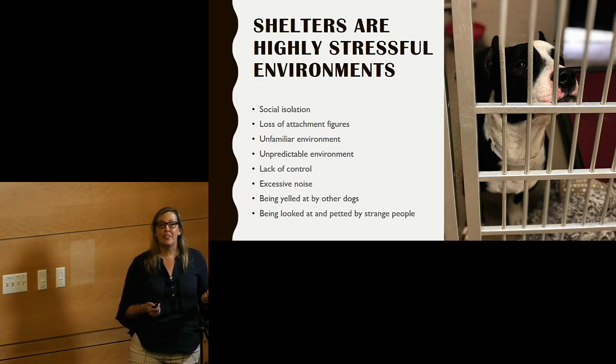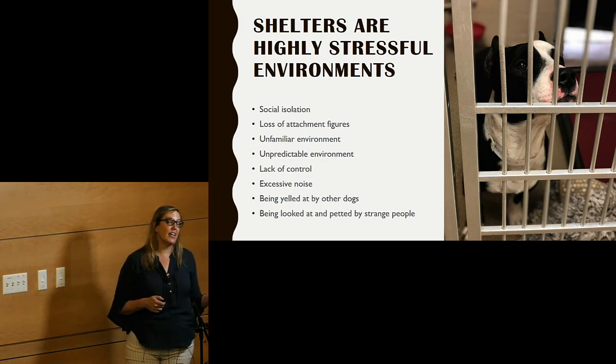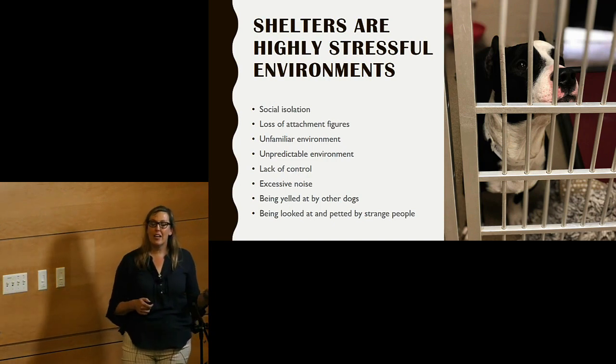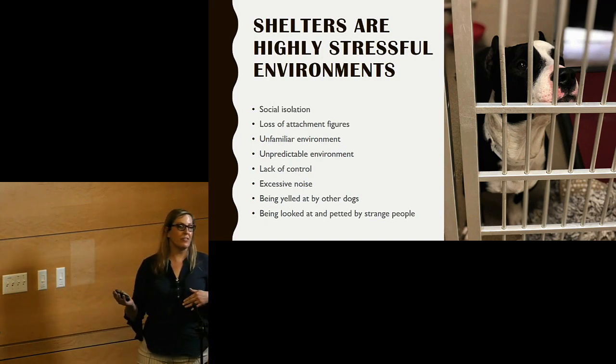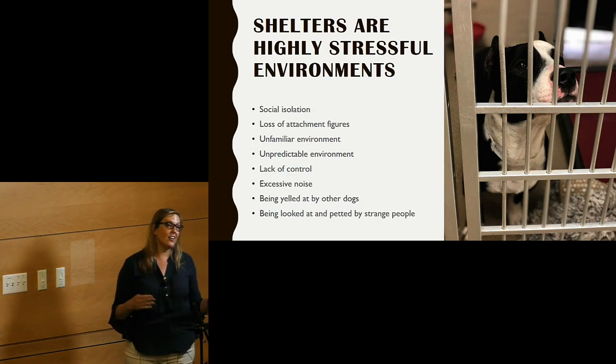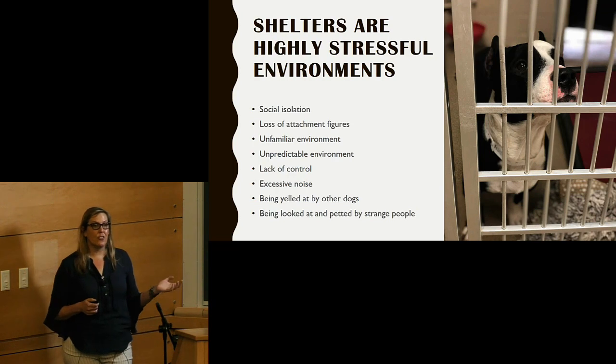Certainly loss of attachment figures. If they were an owner-surrendered dog, they're in an unfamiliar environment that's oftentimes unpredictable, with people coming in and out at different times. They might be moved kennels. They might be going out for play groups. They might have another dog walking down the aisle or get kenneled with another dog. They have a lack of control.